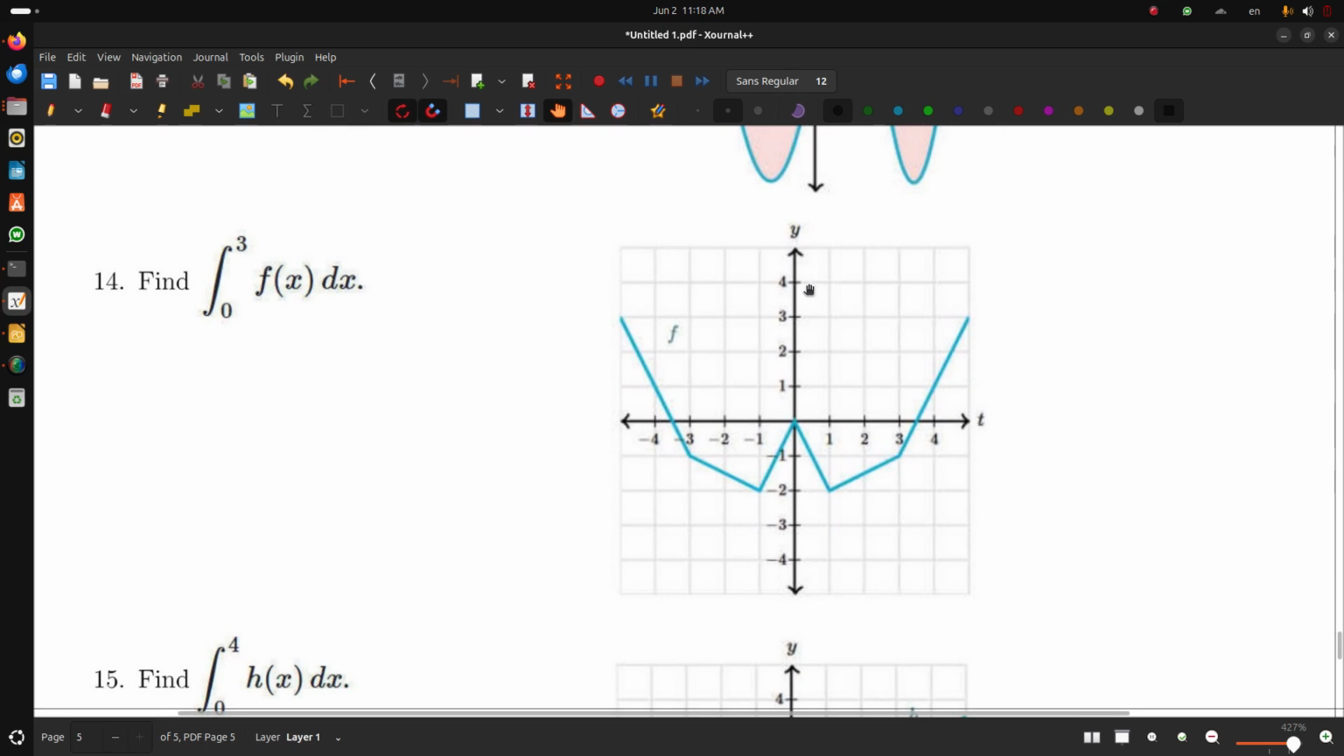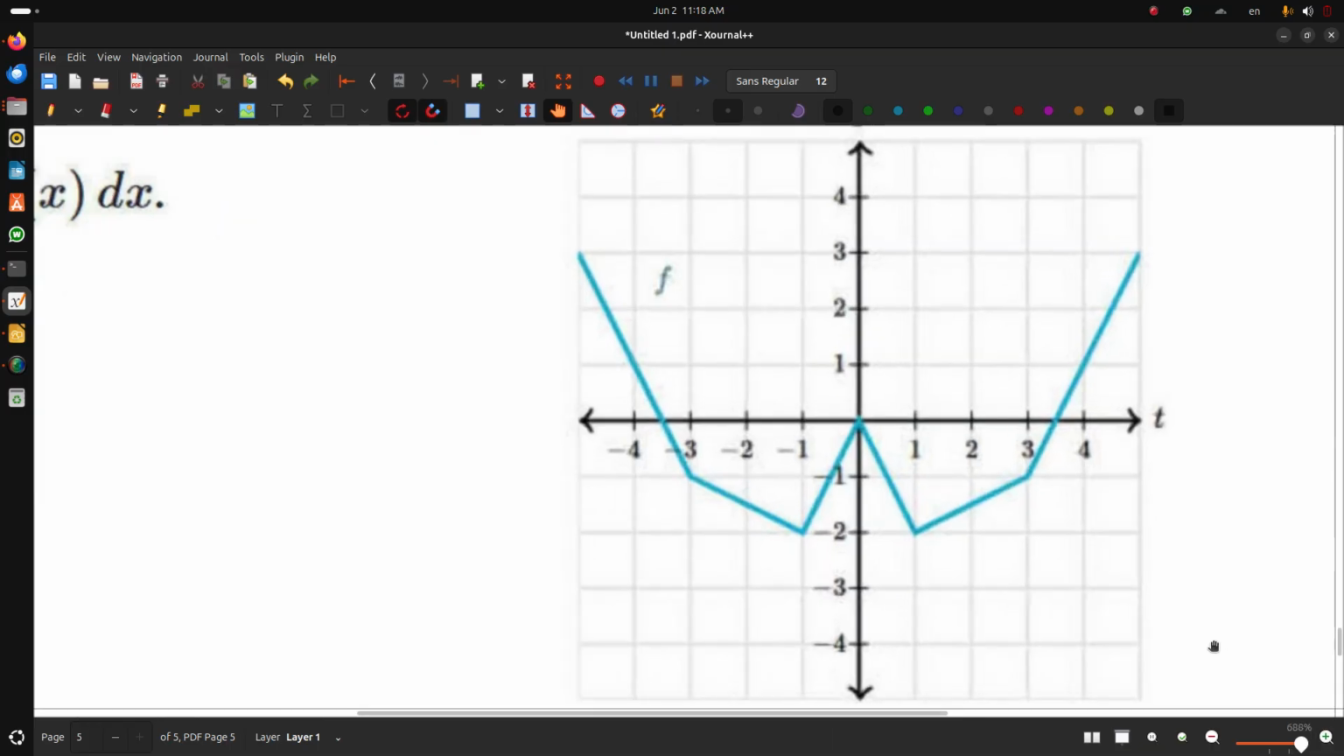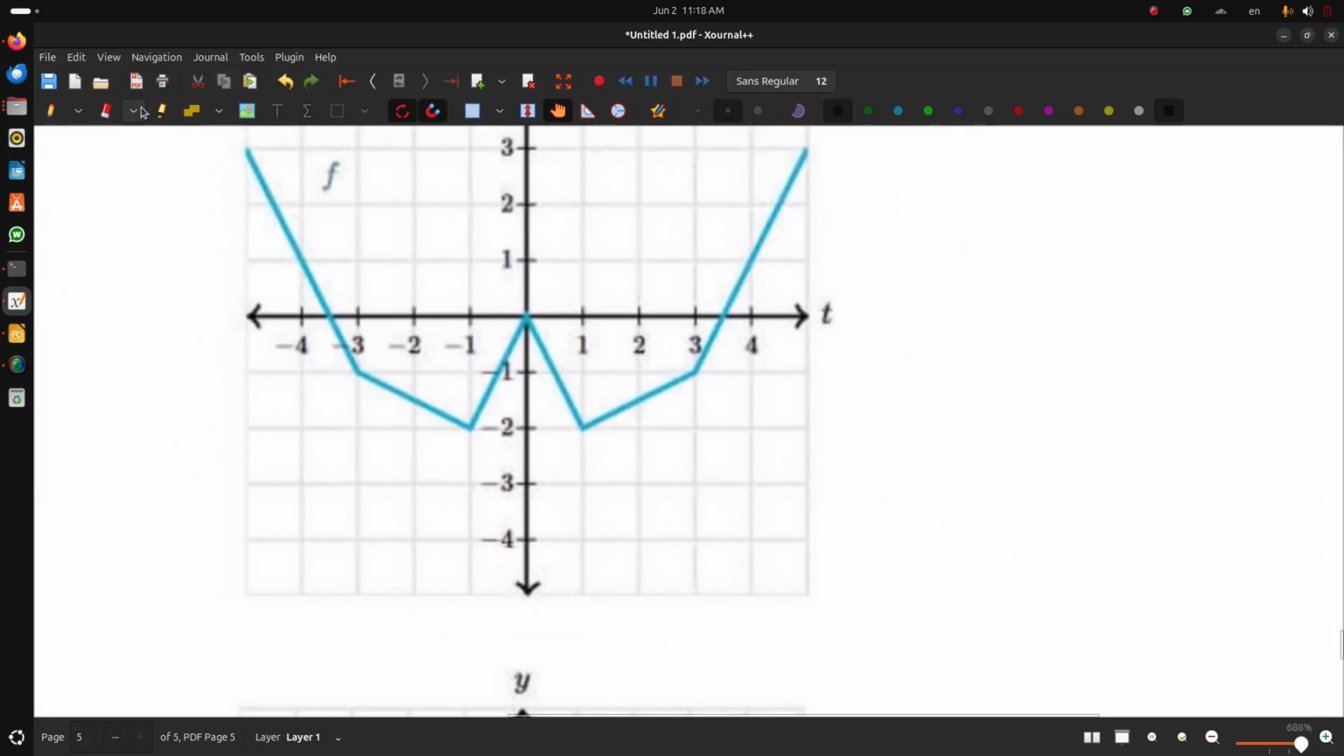From 0 up to 3. Okay, I will zoom for this one. I need from 0 till 3. It's the same. I need to find the area from 0 till 3. Okay, how to find the area below the x-axis? At first it will be negative. It's like you will count the squares. You will count the squares between the curve or the function and the x-axis, and because it's below the x-axis, it will be negative.